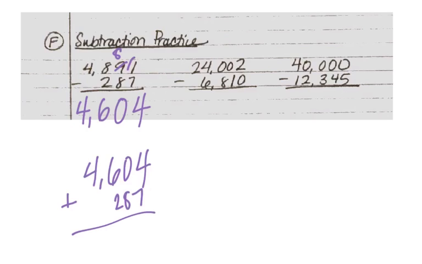Let me confirm. 4 plus 7 is 11, carry my 1. 1 plus 8 is 9. 6 plus 2 is 8. 4 plus nothing is 4. And I did get the same thing, so I feel good about my answer.